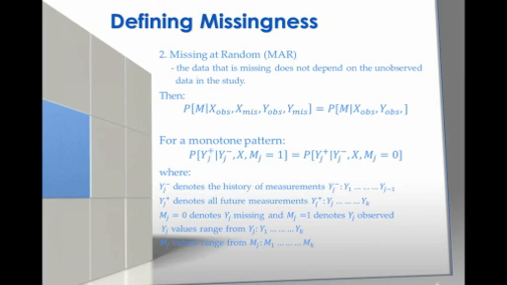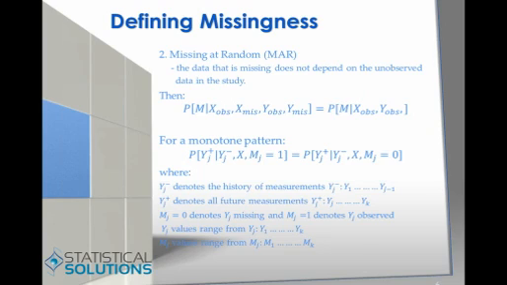Missing at random corresponds to the data that is missing not depending on the unobserved data in the study. So it doesn't depend on the missing data, but it may depend on something else in the study. Using the same notation, the probability of missingness given the observed and unobserved covariates and the observed and unobserved values for the outcome variable is equal to the probability of missingness given the observed values for the covariates and the observed values for the outcome variable.